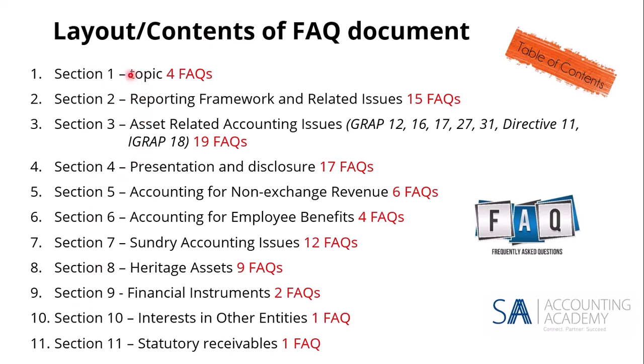Right. So the first, section 1 is the topic there that they use is the conceptual framework. So the conceptual framework has 4 questions. And then you'll see section 2 is the reporting framework and related issues, presentation and disclosure 17 there, but the majority is centered around section 3, which is all your asset related accounting issues. Right, and there are the different GRAP standards that it specifically entails. Right, but all the way from section 1 through to section 11, that is what it consists of.